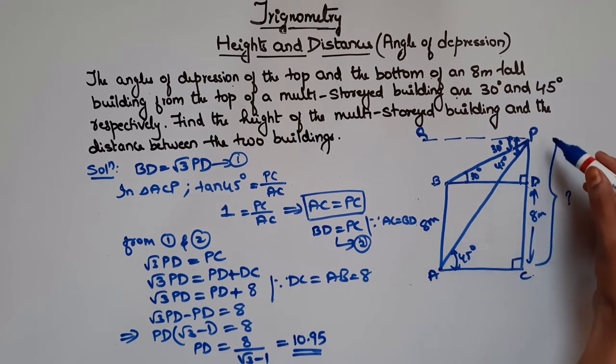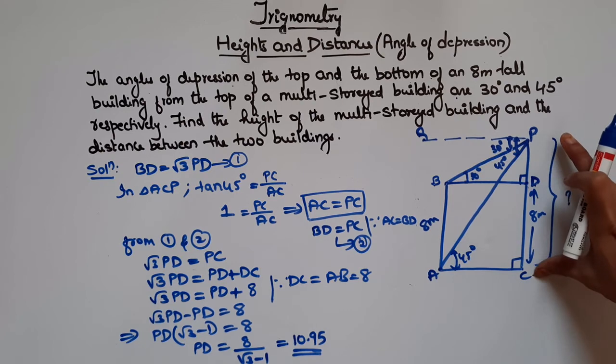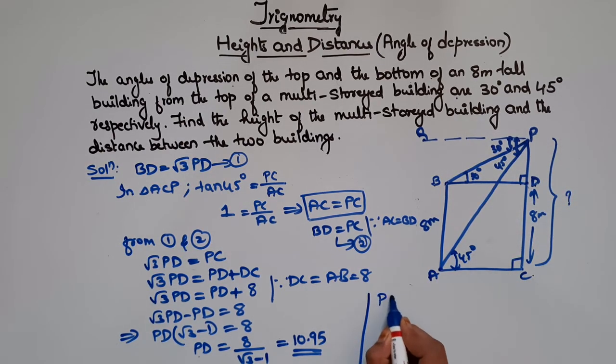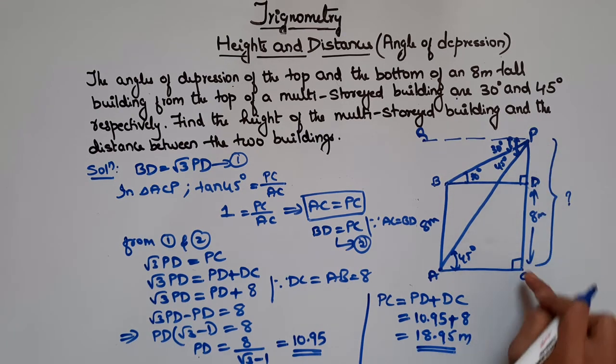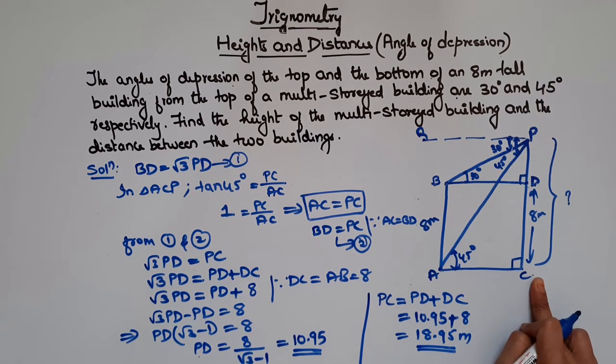Our aim is to find PC, right? We know PC is nothing but PD plus DC, right? So PD is 10.95 plus DC we know it is 8. So this will give you 18.95 meters. So PC, that is the height of the multi-story building, is 18.95 meters, right?